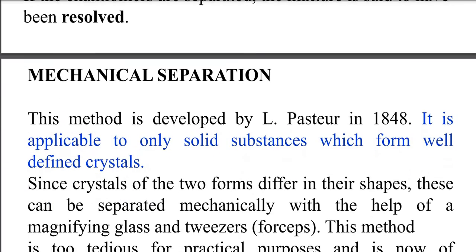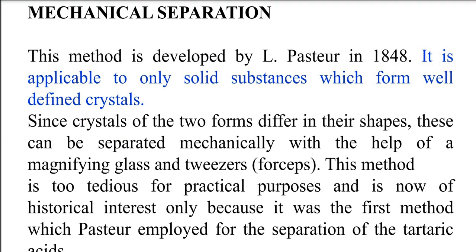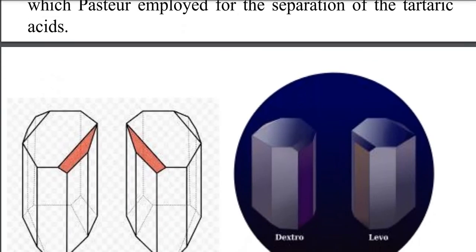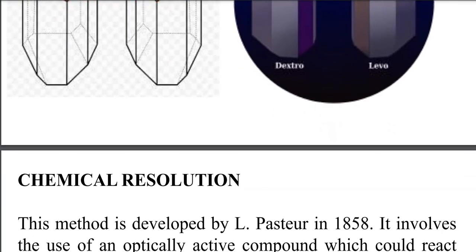First, mechanical separation. This method was developed by Pasteur in 1848. It is applicable only to solid substances which form well-defined crystals. Since the crystals of the two forms differ in their shape, they can be separated mechanically with the help of a magnifying glass and tweezers. This method is too tedious for practical purposes and is now of historical interest only, because it was the first method which Pasteur employed for the separation of tartaric acid. You can see these are two different crystals.